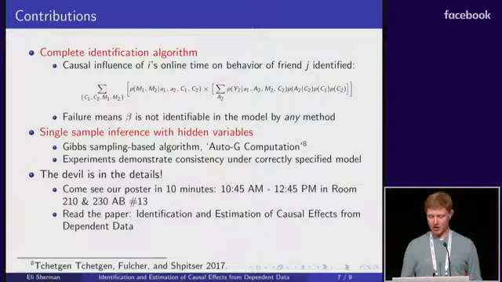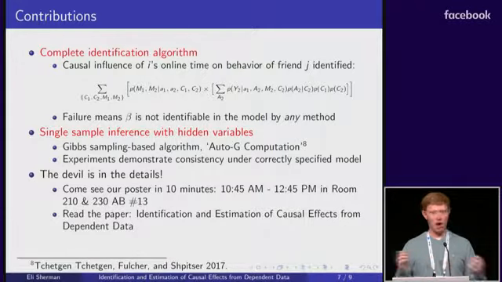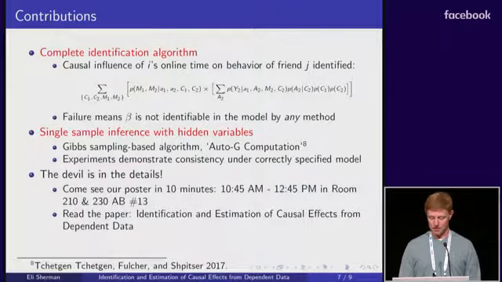And then, in addition to that, we talk about how one might do single sample inference. I mentioned that along the social network, everybody is marginally correlated, and in essence, you have one sample. So how might you do inference on that? We use an existing algorithm called the auto-g-computation algorithm, and the experiments we ran demonstrate that this algorithm gives consistent estimates.